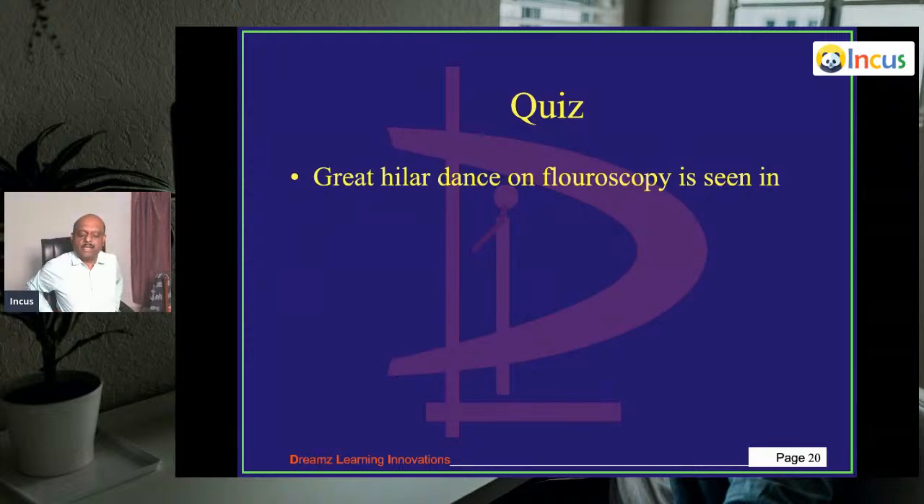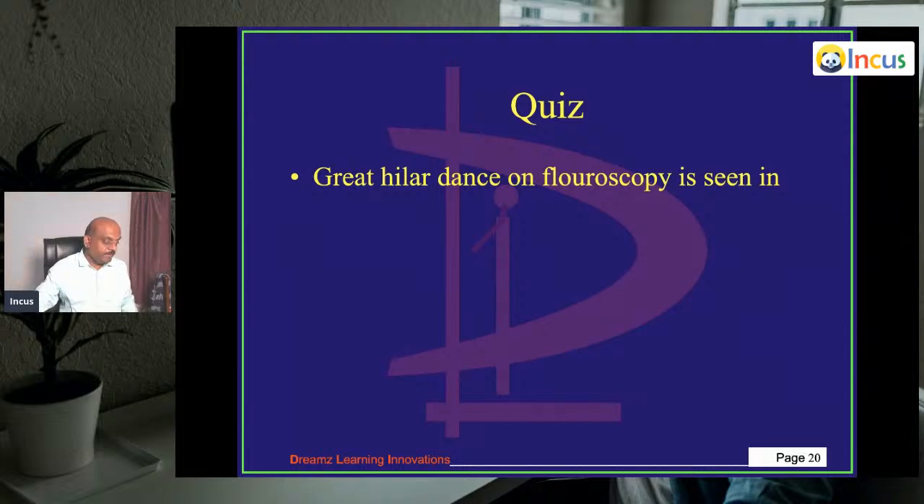Now, doctor, give me your answer. Quick quiz question. Great hilar dance on fluoroscopy. Which condition do you see? Come on. Rifa, Riaz, Maunika, Asadul. Punch your answer, doc. Great hilar dance on the fluoroscopy. Where do you see? Punch your answers.